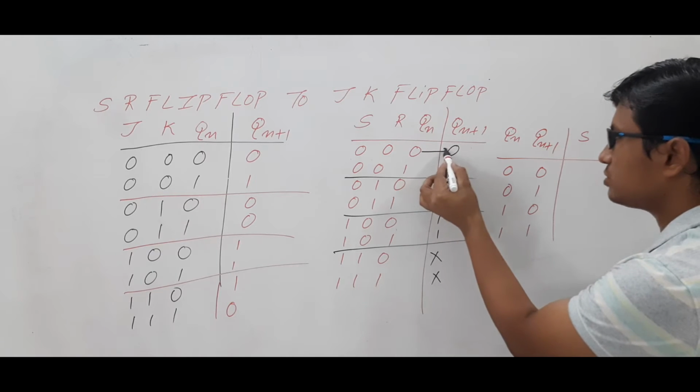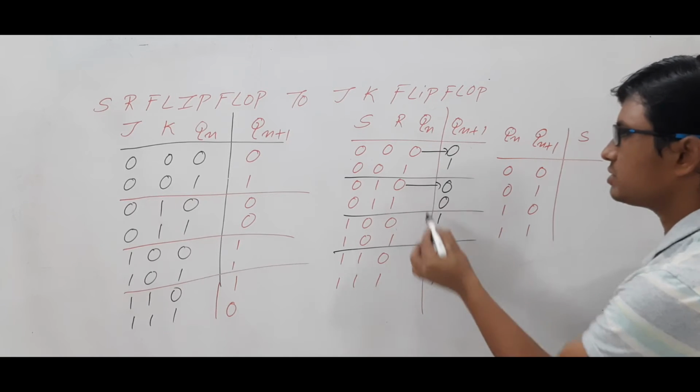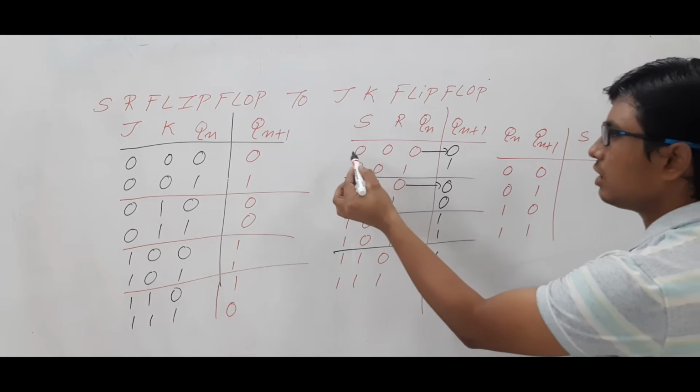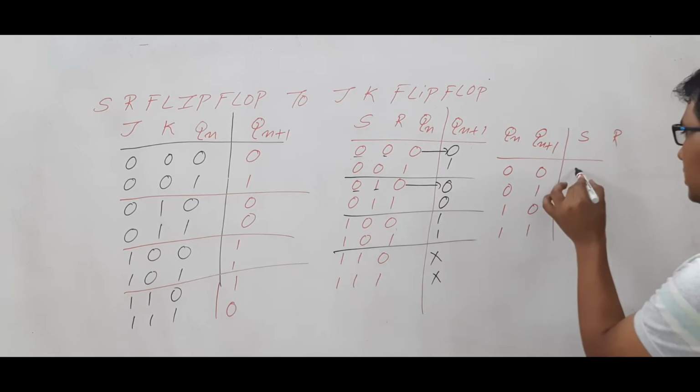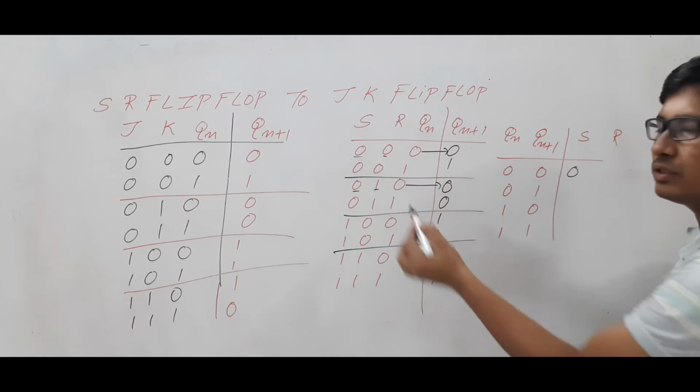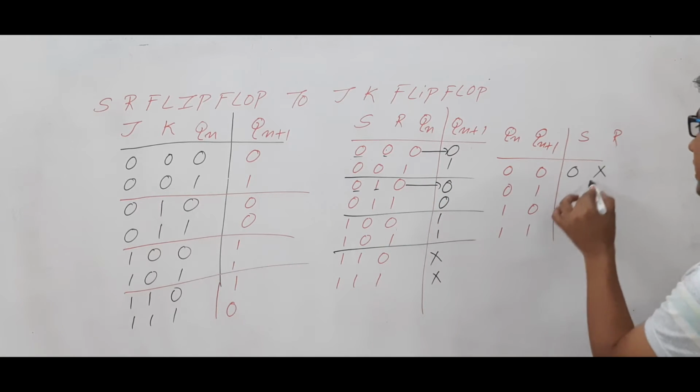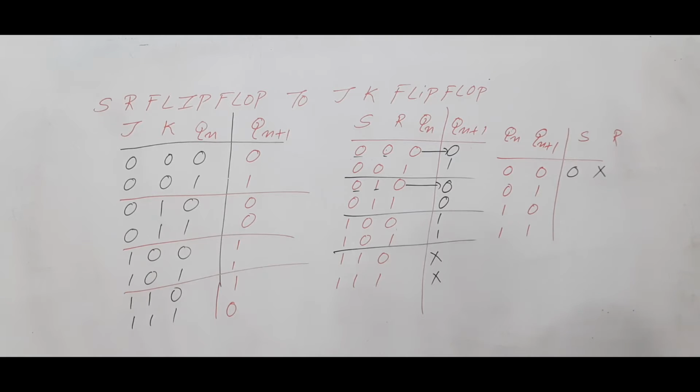See it here, you have 0 0. Here also you have 0 0. What are the S and R values? 0 0 and 0 1. So S value is constantly 0. R value is varying, 0 or 1. I can write it as don't care. Are you able to understand it or not?